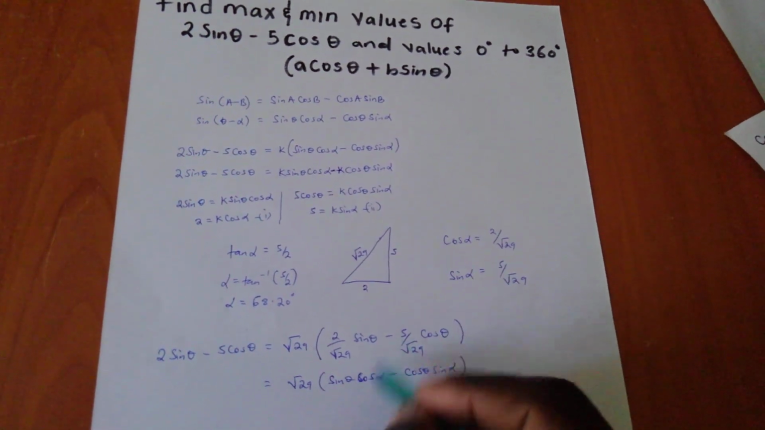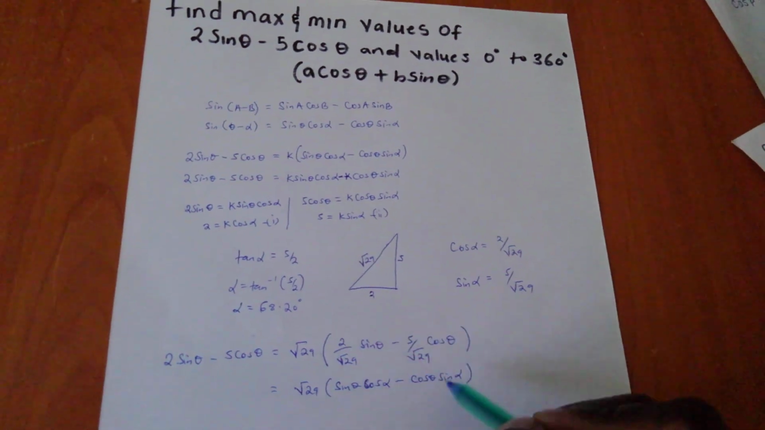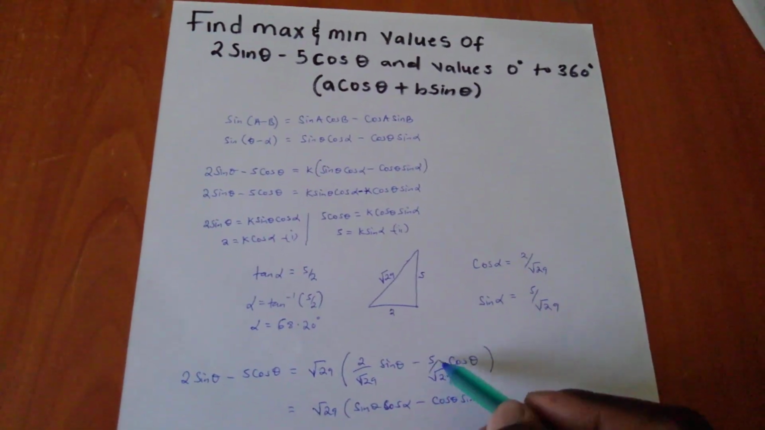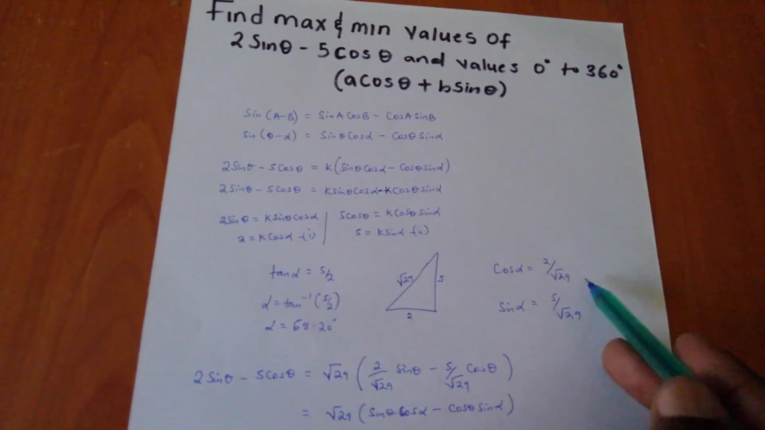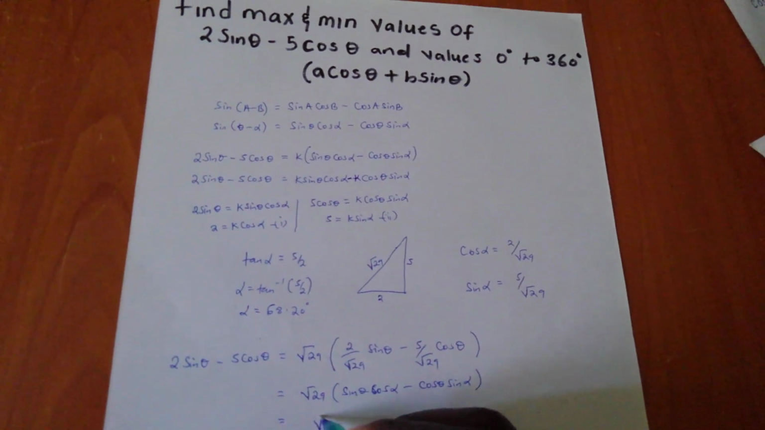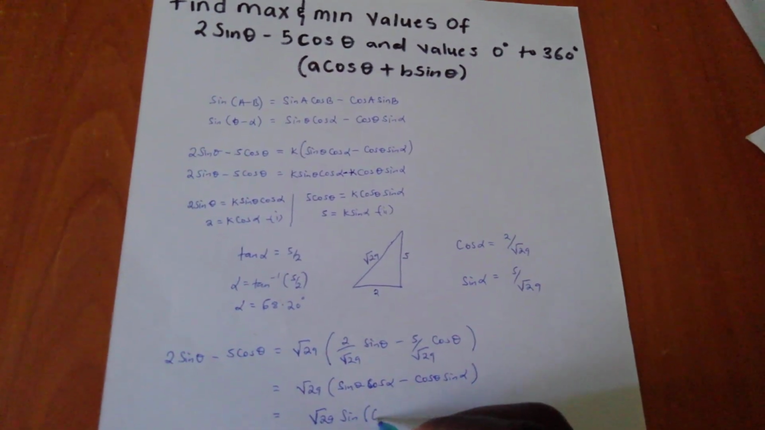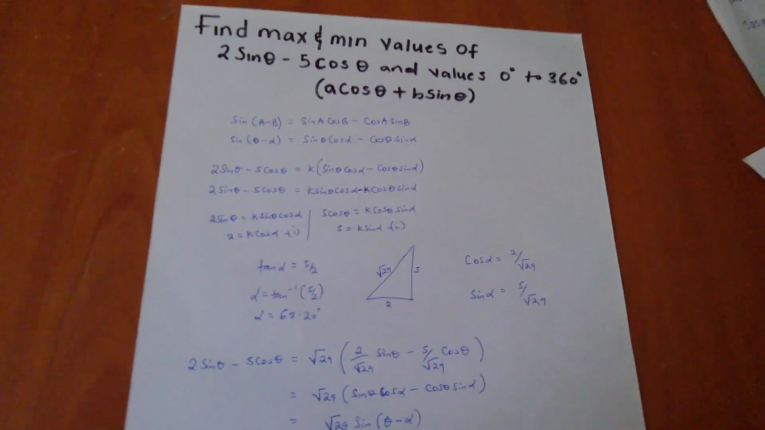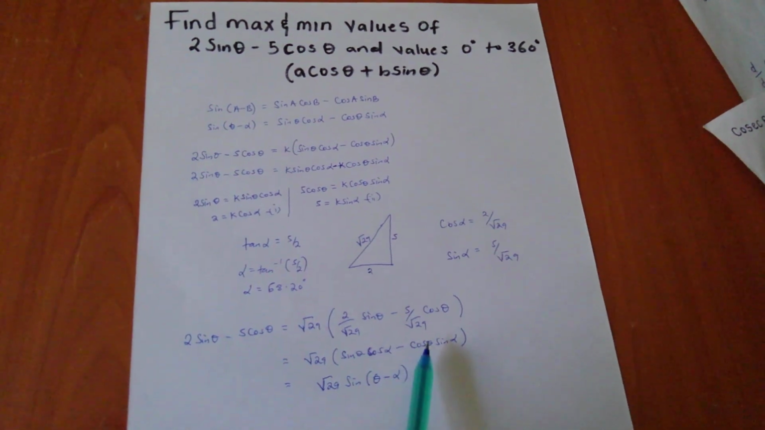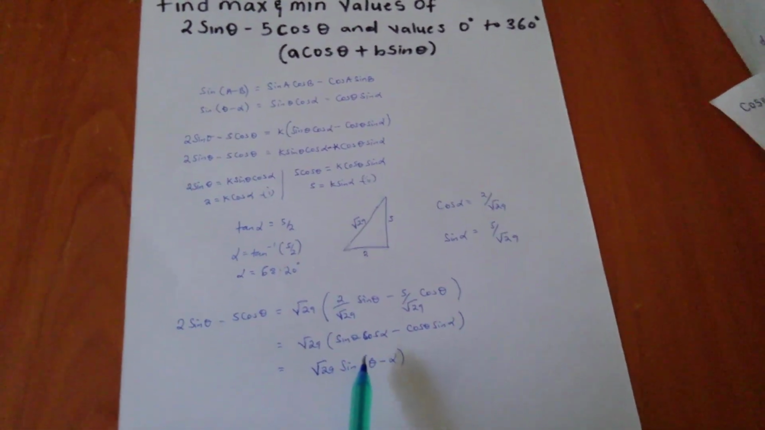So I don't want you to get lost. The cos alpha is this, and the sine alpha was this, but I already got them. So this one will be root 29 sine of theta minus alpha. If you try to go to the base where this came from, it is this when you expand it.